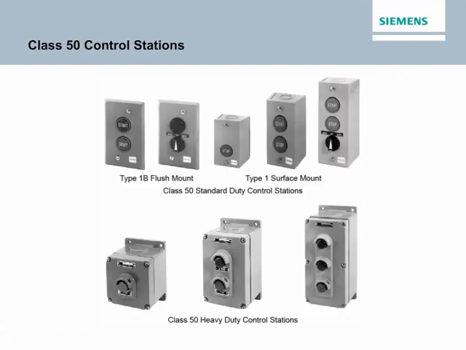Control stations are used with magnetic controllers to control the starting, stopping, reversing, or speed of applicable motors. Siemens Class 50 control stations are assembled from up to 3 push button, selector switch, or pilot light units. Standard duty control stations are available in Type 1 surface mount or Type 1B flush plate mount. Heavy duty control stations have Type 4 watertight enclosures.